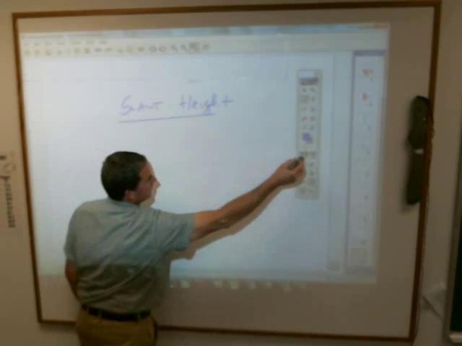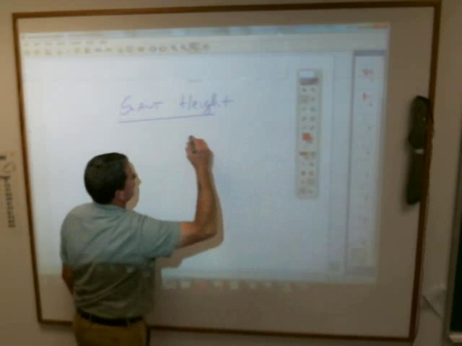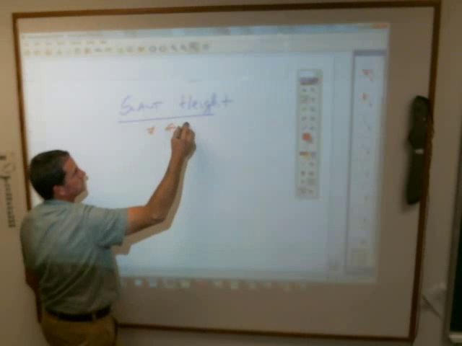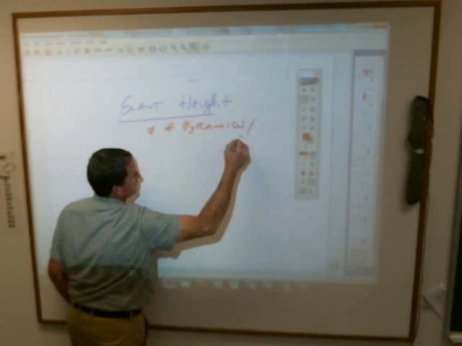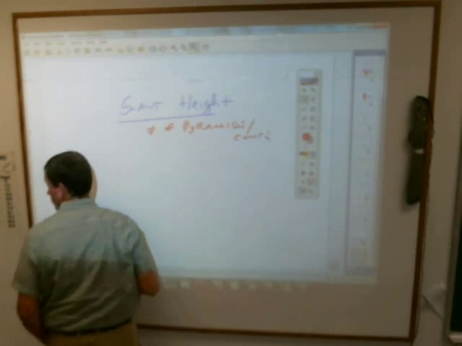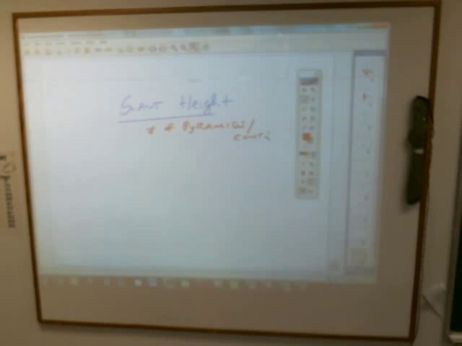And underneath this, I would probably write of pyramids and cones. Of pyramids / cones. Anybody think they know what slant height might possibly be?